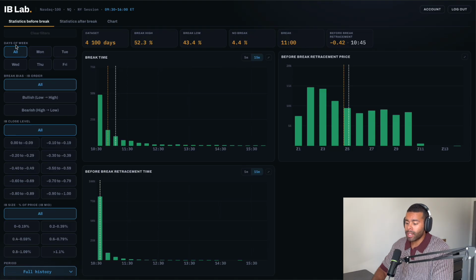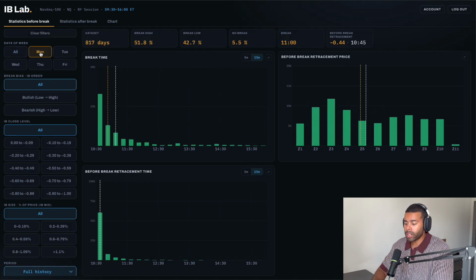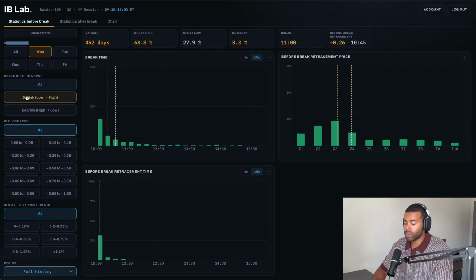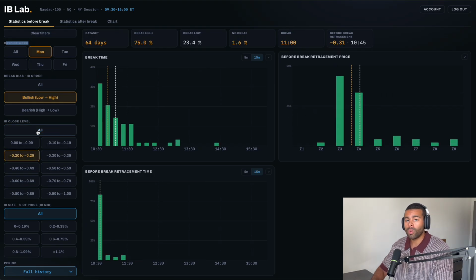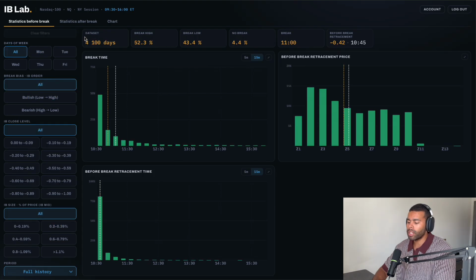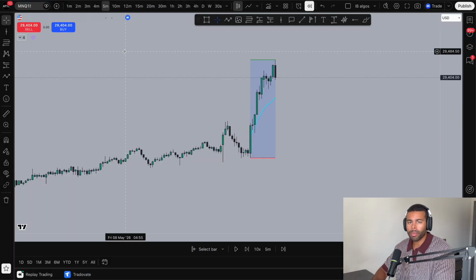As you can see, there are plenty of different filters you can use. You can use days of week, you can use bias, you can use IB close level. I'll get to what everything means in a second. I just want to show you how quickly it filters and how quickly it's running. So before we dive deeper into all these data sets, I'd like to go on chart and talk a little bit about initial balance, because there are plenty of different opinions around the timings, what it is, etc.